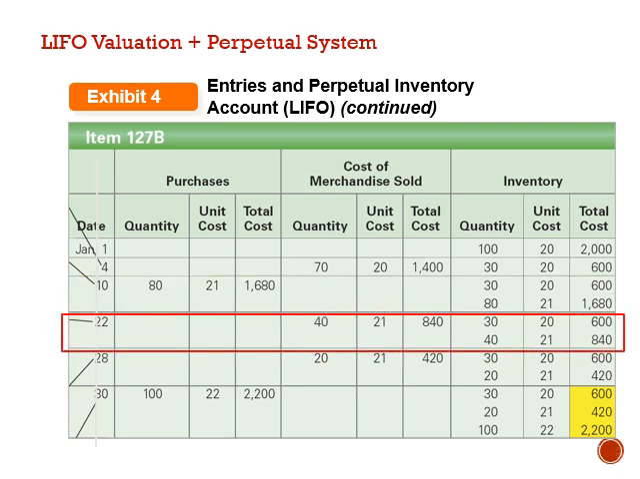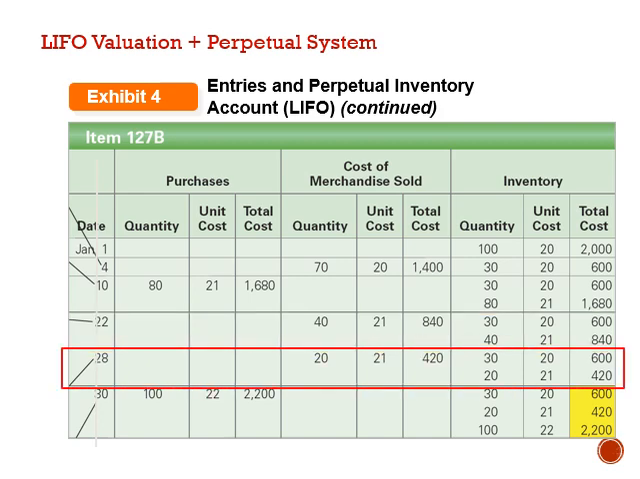On 22nd January, there is another sale of 40 units. Since we use LIFO, we will sell from the most recent batch that comes in, that is the one with per unit cost of $21. So the entire 40 units are taken from that batch with a cost of goods sold at $840, leaving 30 units from earlier batch and 40 units from the most recent batch, making the total balance to be at $1,440.